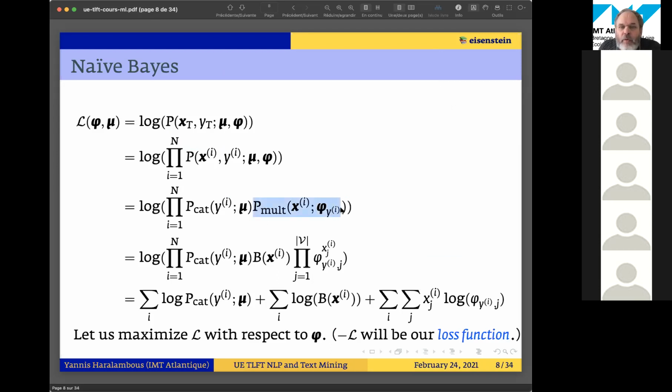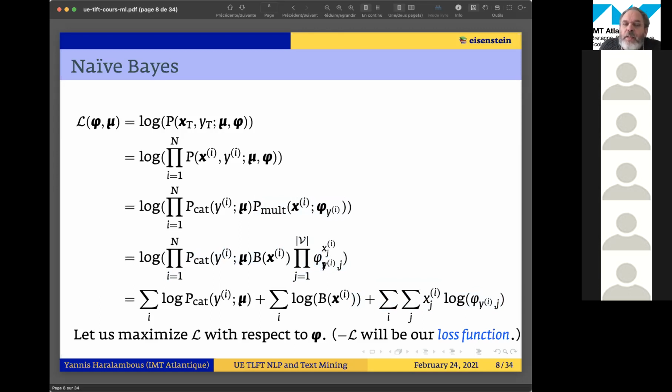And for the multinomial, I have a formula which is as follows. We first have a term with a capital beta, which is a multiplicative factor, and that depends only on the value of x for each word, so the frequency of each word. And here I have my parameter phi.